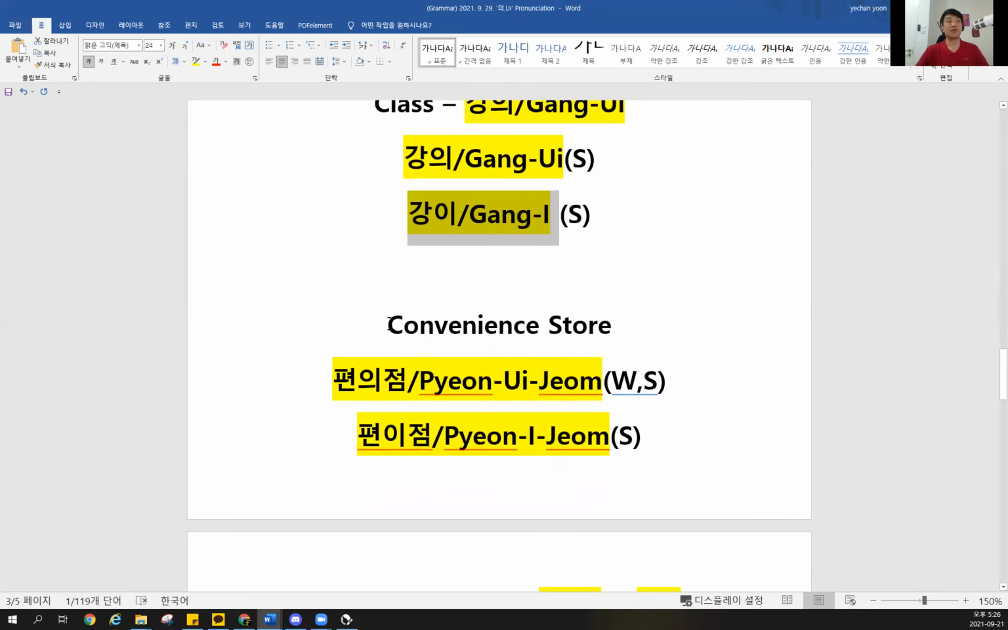Okay, next one. This is another example. Convenience store. How can you say it? I think you've heard this word a lot in K-dramas. It's called 편의점. But if you speak fast, it feels hard to pronounce. Then how can you say it more easily? 편의점. More easy, right? So you can use both of them, but for the writing, you have to use this one. Please remember it.